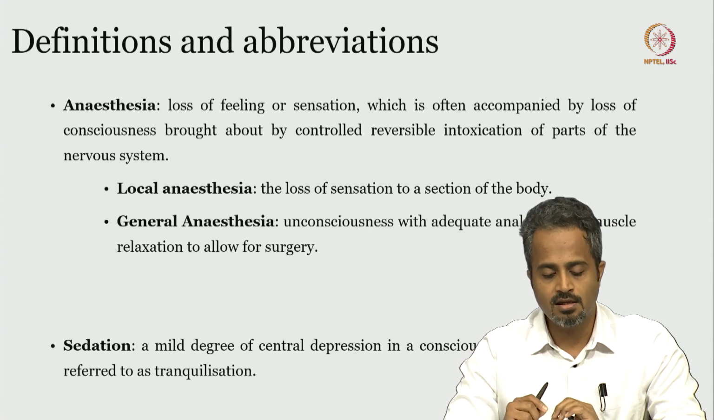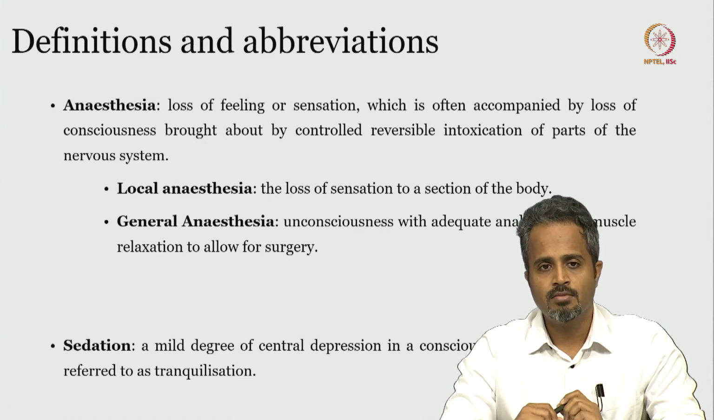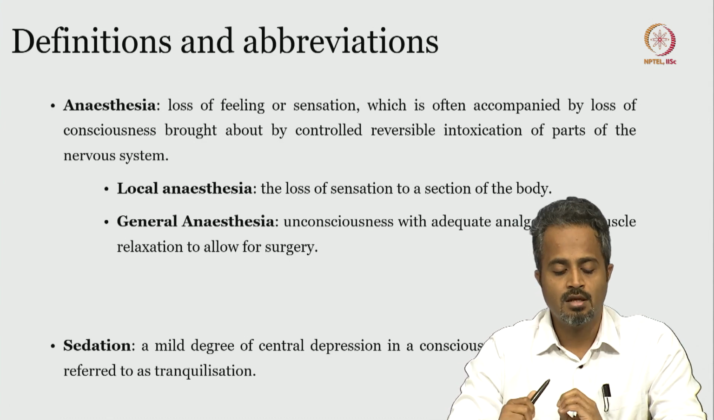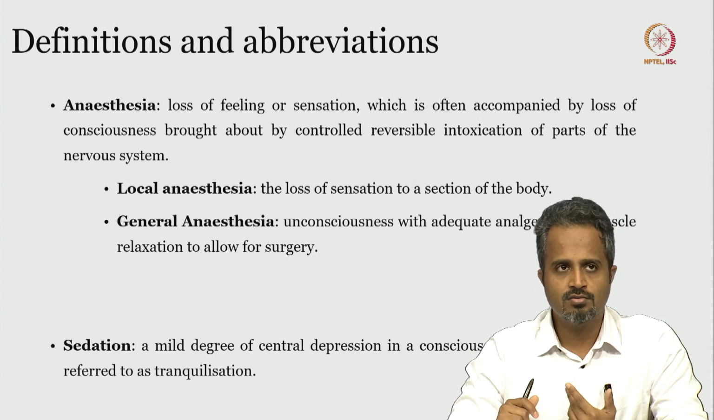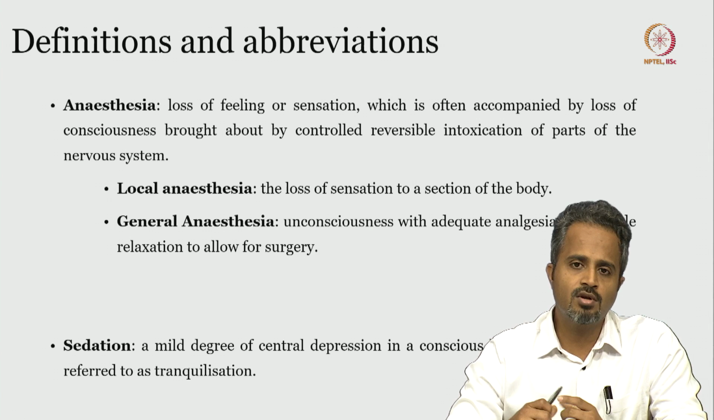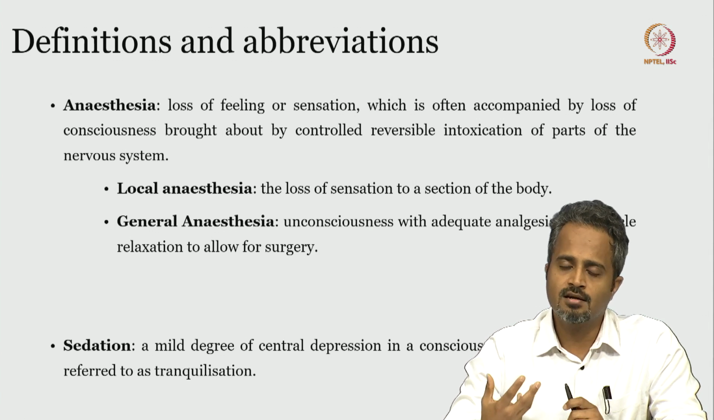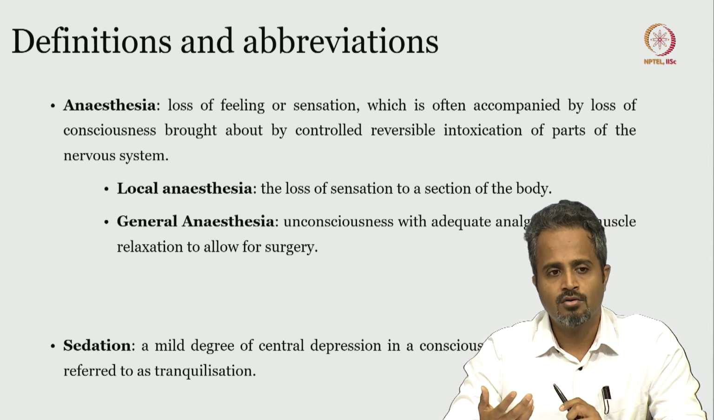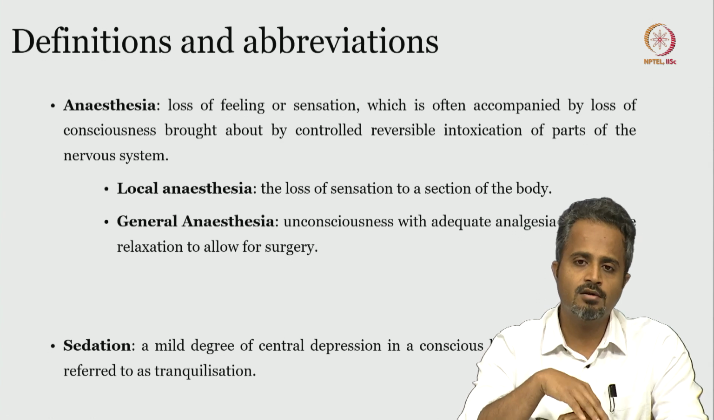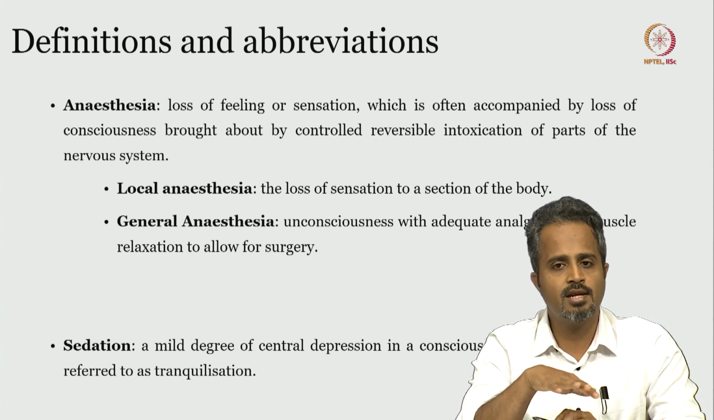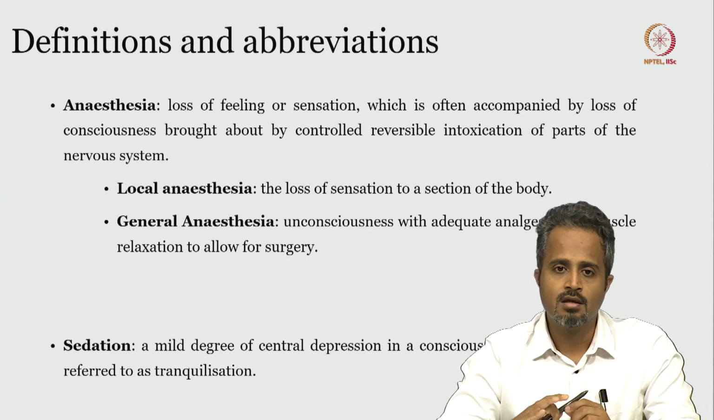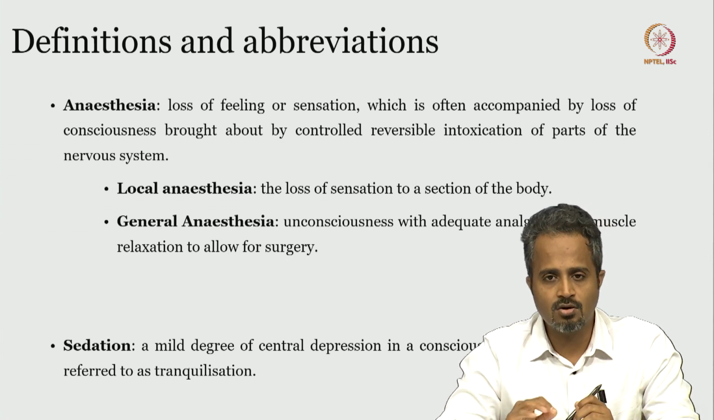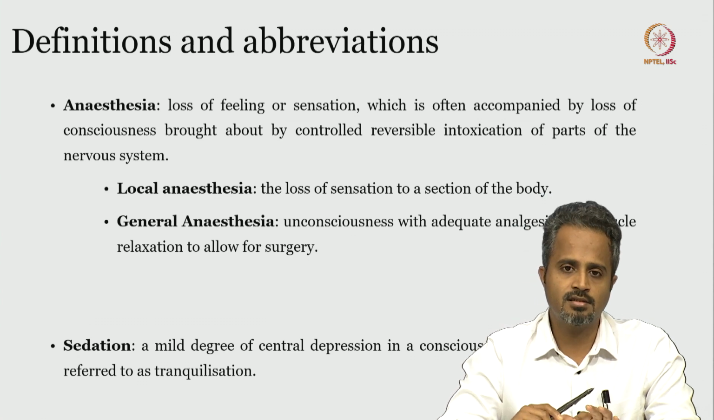That's the textbook definition, but in simple words, there are two ways of inducing anesthesia. That is exactly the reason why you really need to know what exactly is your objective. If you want to make some part of the body numb, then that is local anesthesia. If you want to put the rat to sleep and literally unconscious, then that is general anesthesia.